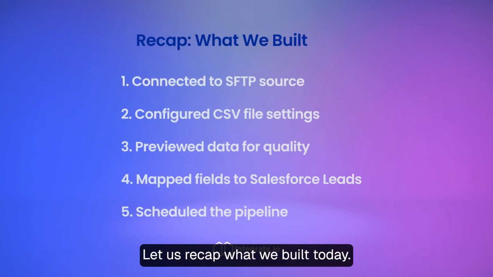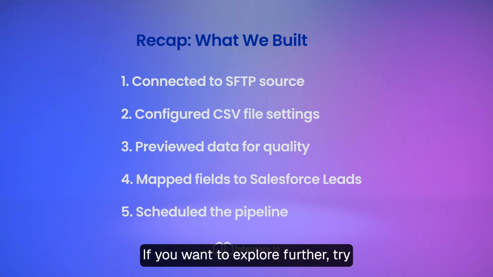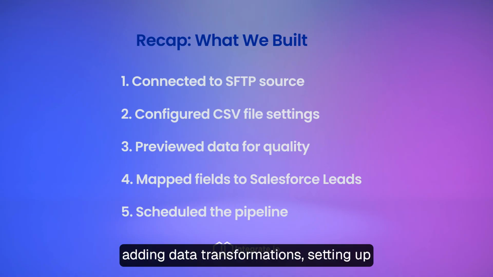Let us recap what we built today. We connected to an SFTP source, configured the CSV file settings, previewed the data for quality, mapped fields to Salesforce Leads, and scheduled the pipeline to run automatically. All of this was done without writing a single line of code. If you want to explore further, try adding data transformations, setting up error alerts, or connecting additional data sources. Visit the integrate.io documentation for more tutorials and best practices.